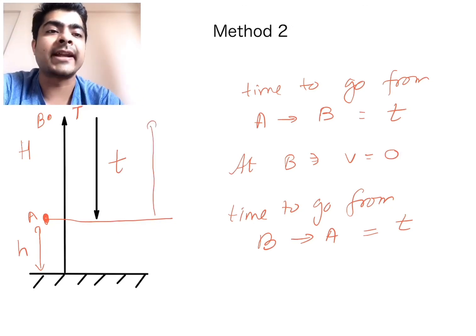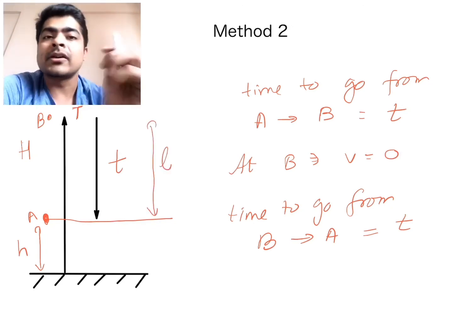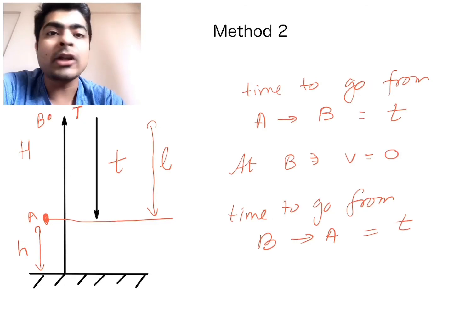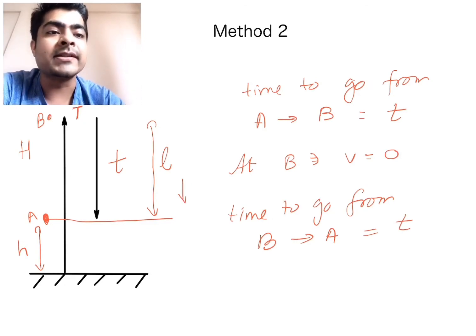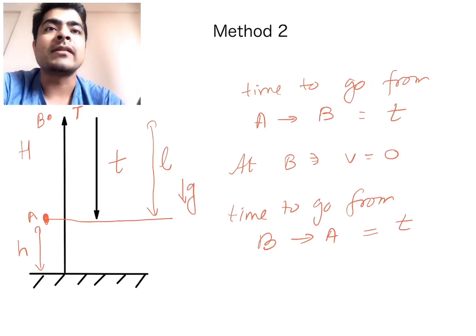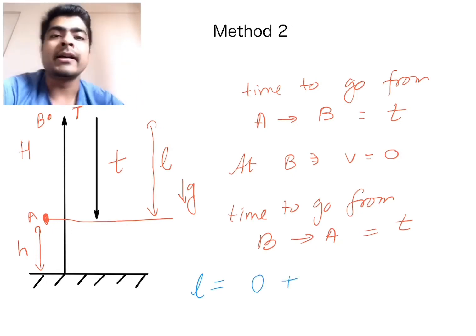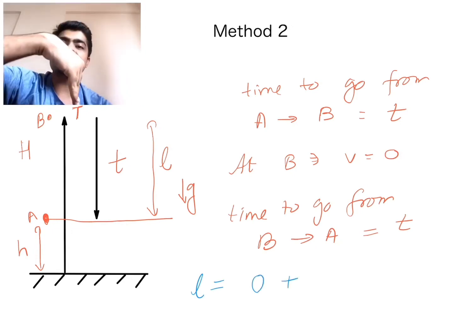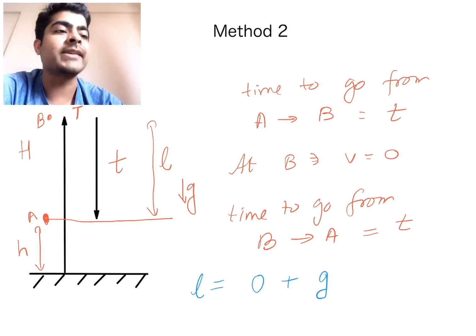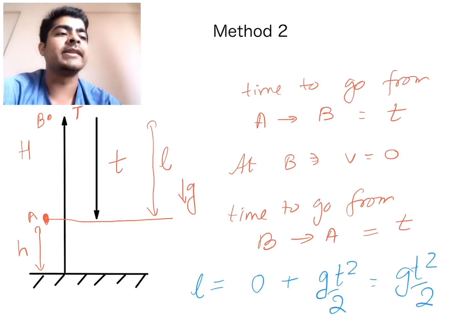So for this downward trajectory we can easily calculate the height. Let's call this height L. So L can be easily calculated. Now we are coming downwards, and g is also acting downwards. So I can easily write that L equals initial velocity, that is 0, plus, since you are coming downward and g is in the direction of motion, g t square by 2. So this is simply g t square by 2. A very short and sweet solution.